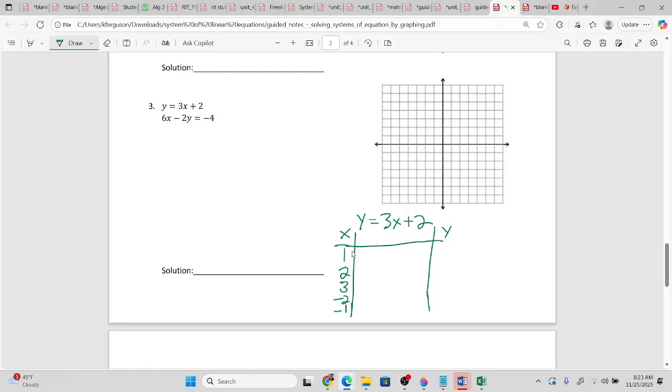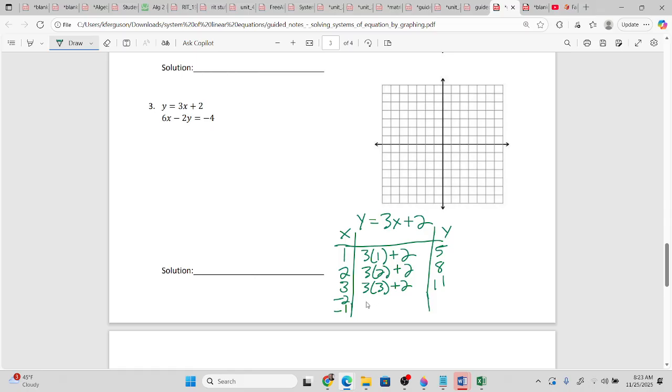So all I'm doing is plugging and chugging. I got 3 times 1 plus 2. Well, 3 times 1 is 3. 3 plus 2 is 5. Then I got 2. 3 times 2 plus 2. Well, 3 times 2 is 6. 6 plus 2 is 8. Then I got 3. That's 3 times 3 plus 2. 3 times 3 is 9. 9 plus 2 is 11.